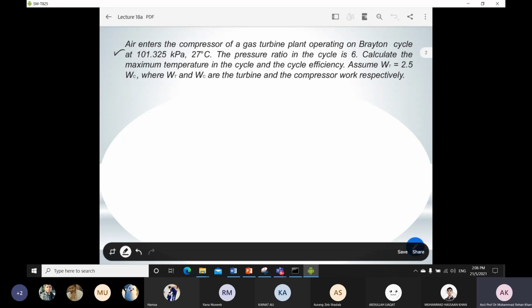If you correlate with the TS diagram, the maximum temperature is at the exit of the combustion chamber, or the inlet of the turbine section. So it is point number 3 we are talking about. Assume the turbine work is equal to 2.5 times the compressor work, where WT and WC are the turbine and compressor work respectively. Then you have to find the cycle efficiency. Note down the data, then we will try to solve the question.